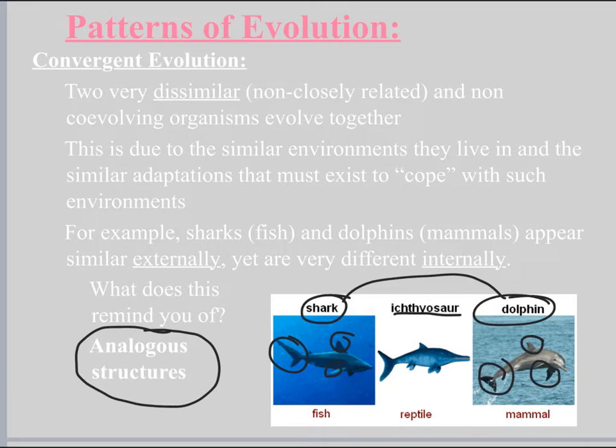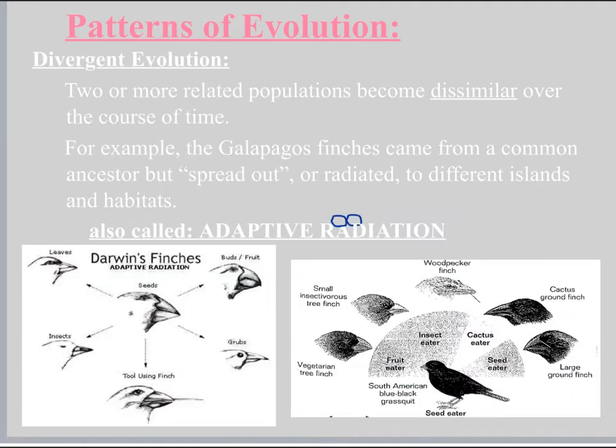The dolphin's fins evolved completely separately from a shark fin, because what use are fins on a land mammal? Nothing. They're of no use. But a dolphin is a mammal, and therefore at one point it had a common ancestor that was a land-dwelling animal.